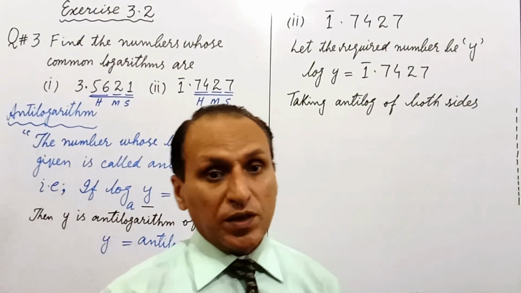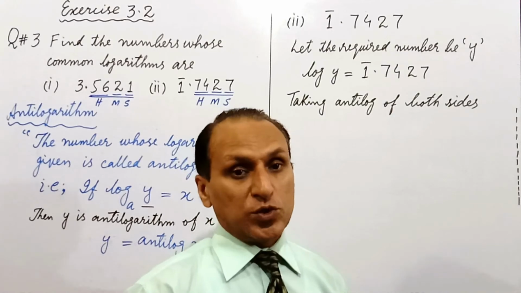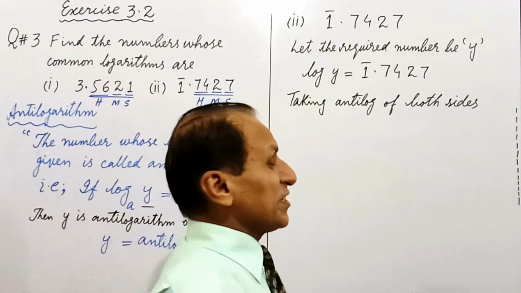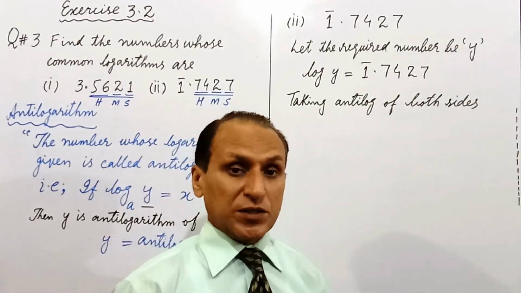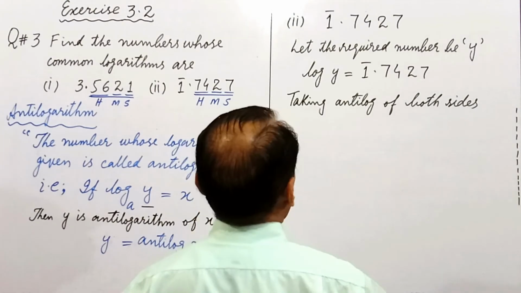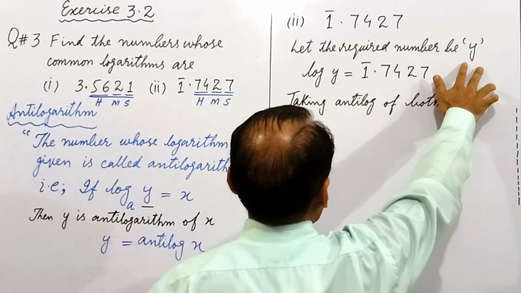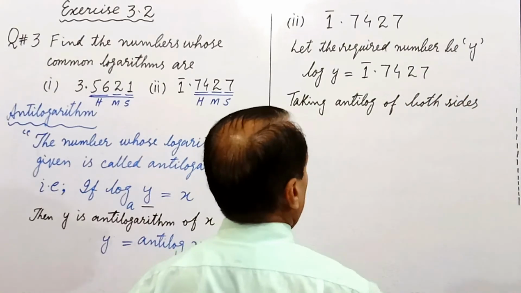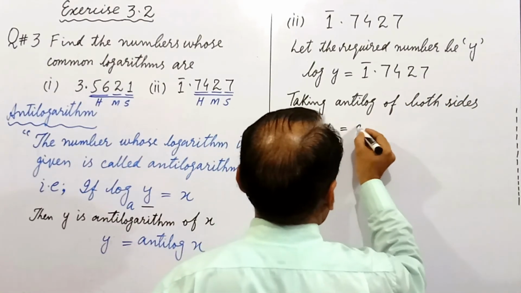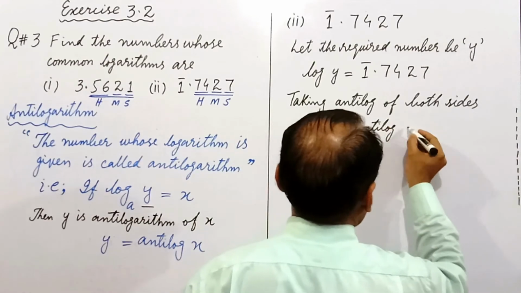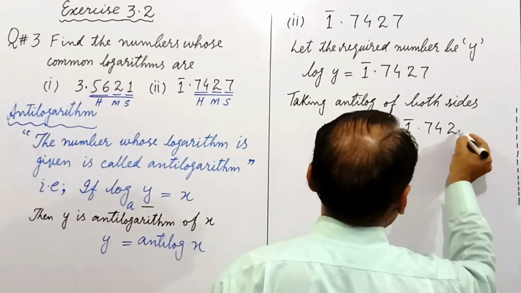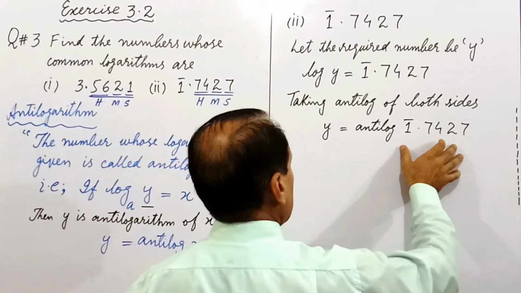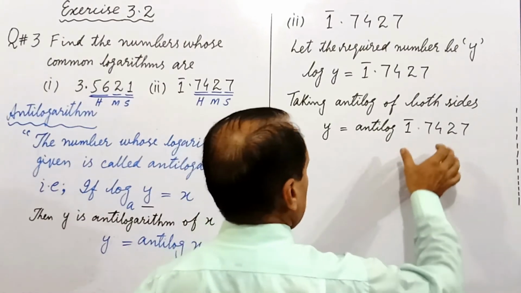Students, let's do part 2. In part 2, to find the number whose logarithm is given, as the number is less than 1, we use a little different technique when using the calculator than in part 1. We let the required number be y, which is unknown, so log y is equal to 1 bar 0.7427. Taking anti-log of both sides, we have y is equal to anti-log 1 bar 0.7427.